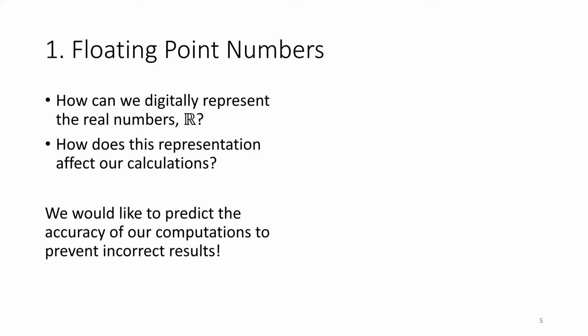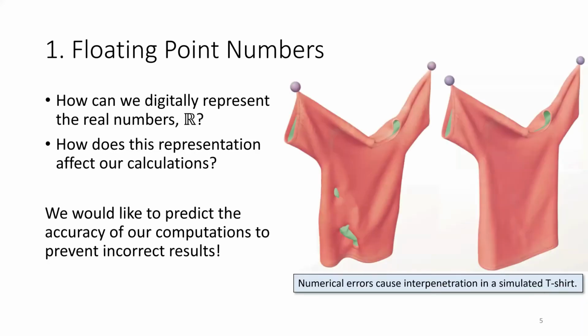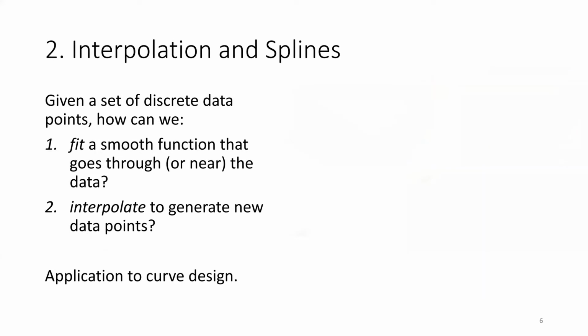We want to answer questions like, how does this representation affect our calculations, and what kinds of errors can be introduced? And you might expect that these errors would be relatively small, and in some cases they are, but they can have disastrous effects if we get them wrong. So a simple example here is from computer graphics, again, a simulated piece of cloth. If we don't take great care dealing with the errors induced by floating point representations, or approximation of the real numbers, we can have errors like these, this cloth intersecting through itself, which is obviously bad in most cases.